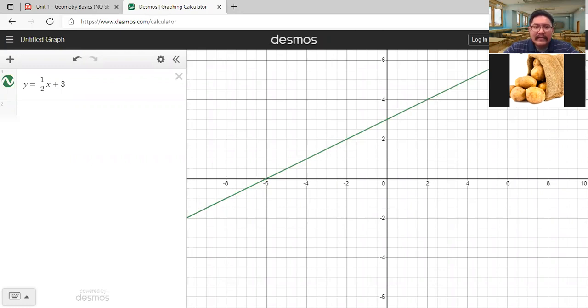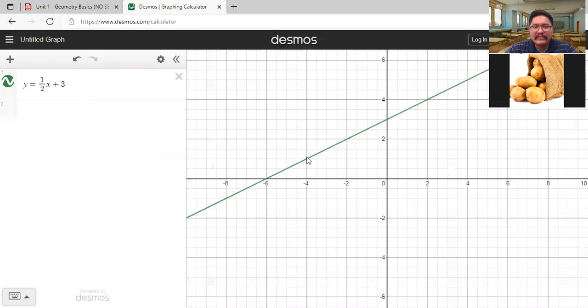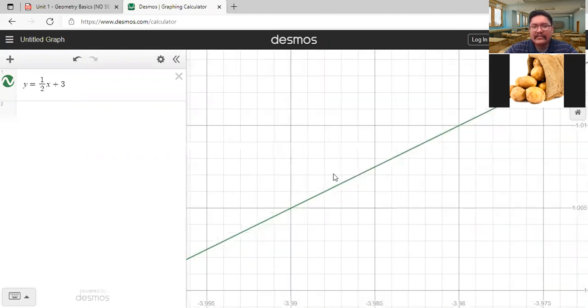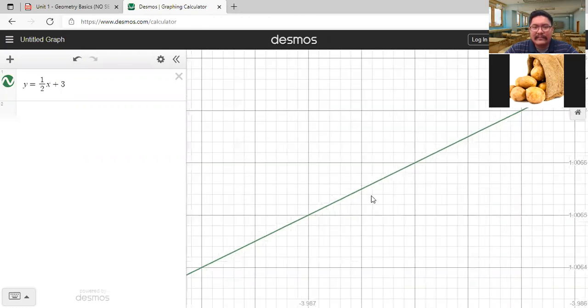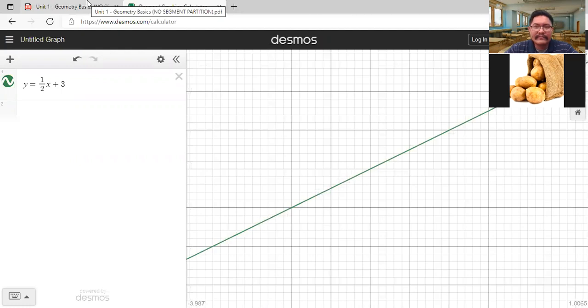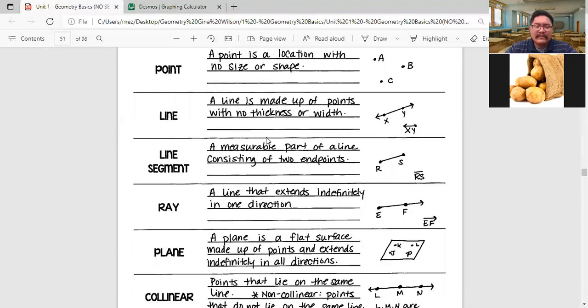Okay. So that would be the line. And again, it also has no thickness or width. So if I were to zoom in on it, it's not going to get any wider. Now, usually when we draw it, the line's going to be about as thick as our pencil mark. But ideally there would be no thickness to it, really. So that's the best we can do with a line.